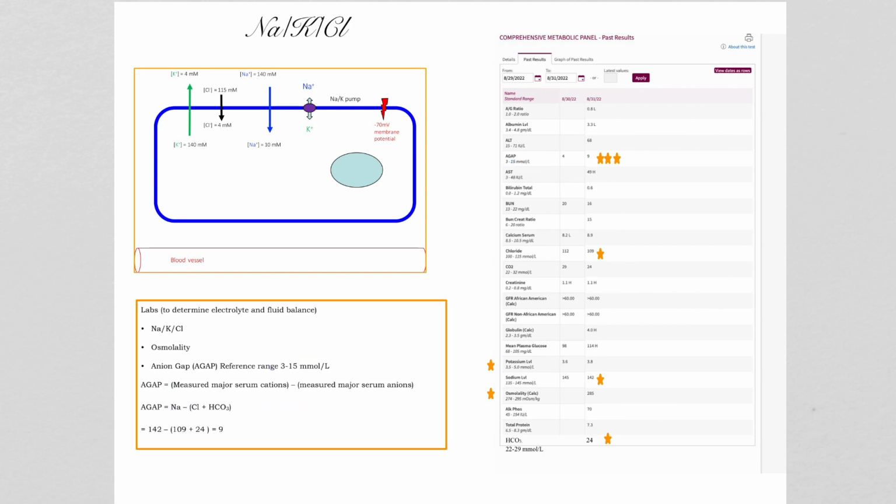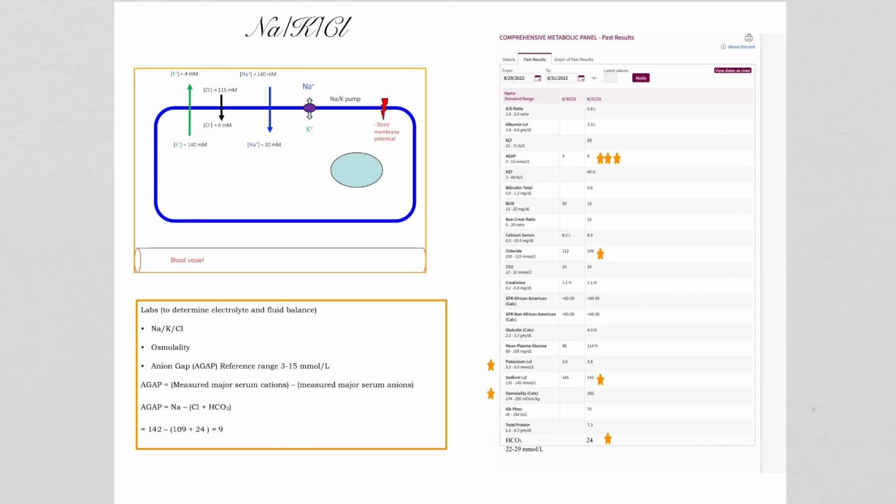So let's plug in these numbers for this patient here. Sodium is 142. Chloride for this patient is 109. And bicarbonate for this person was 24. We calculate that, and it comes out to be 9 millimoles per liter, which is in the reference range. And that's how we measure the anion gap, by using a simple formula.